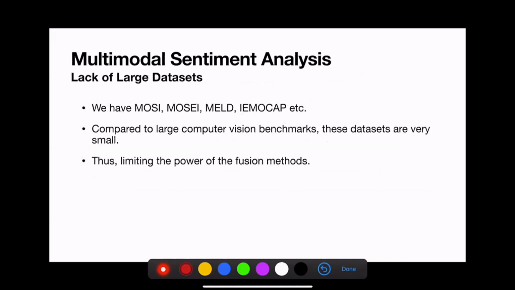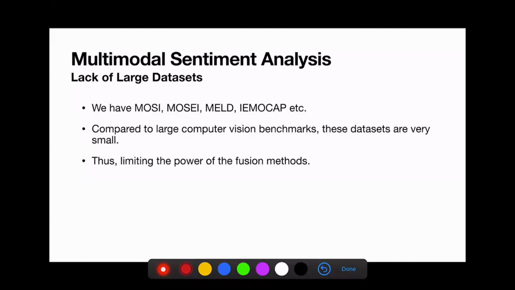Now, multimodal, lack of larger data sets. We have MOSI, MELD, IEMOCAP, but compared to the large computer vision benchmarks, these data sets are very limited. Only a few videos, only a few utterances, really make it difficult for the fusion approaches to successfully outperform the baselines. Of course, this is future work.